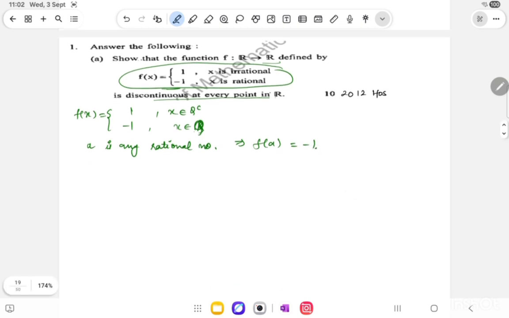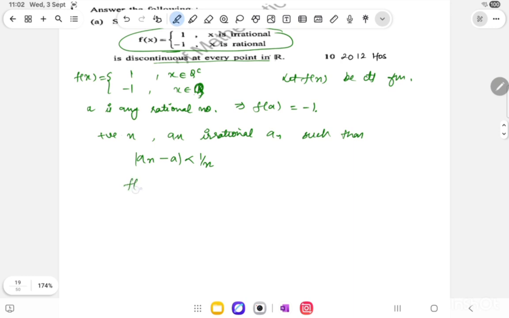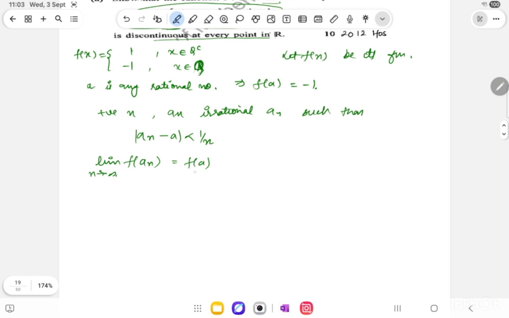But since the set of real numbers is dense, for every positive n we can find an irrational a_n such that a_n converges to a, that is |a_n - a| is less than 1/n. And since we assume that f(x) is continuous, then by the sequential criterion f(a_n) must be equal to f(a). That is, the limit of f(a_n) as n approaches infinity must be equal to f(a).